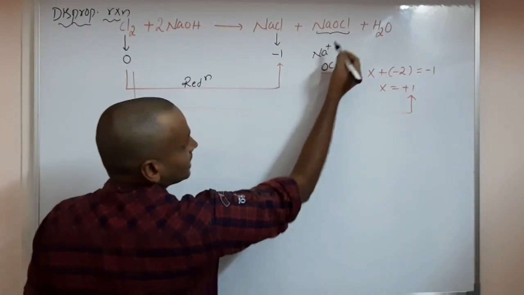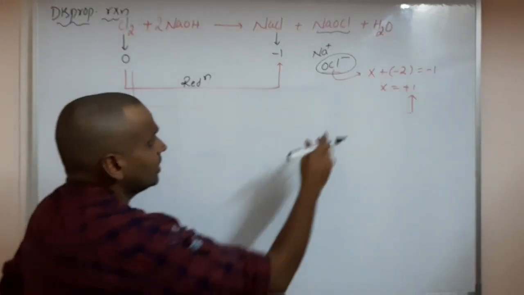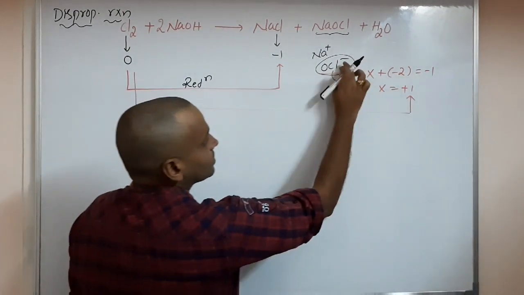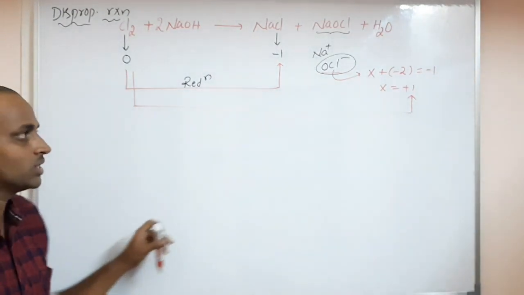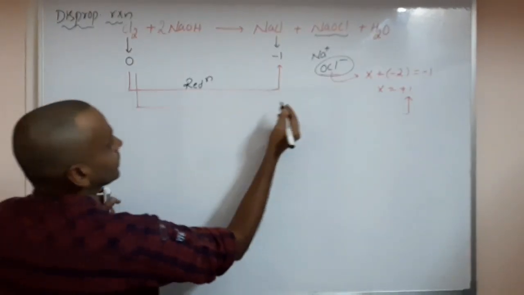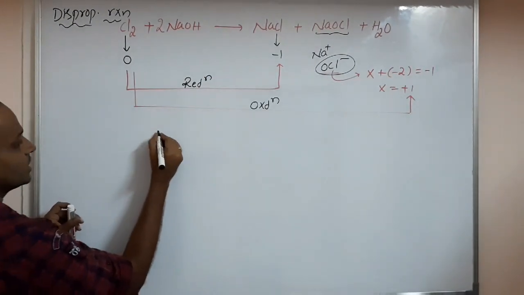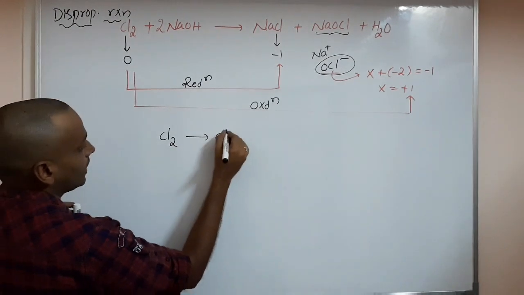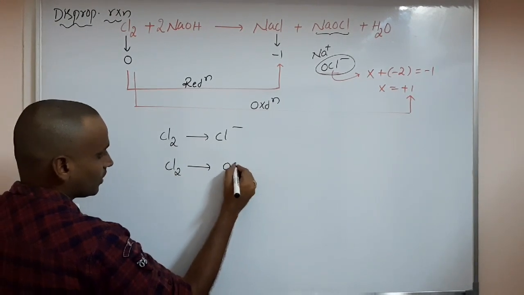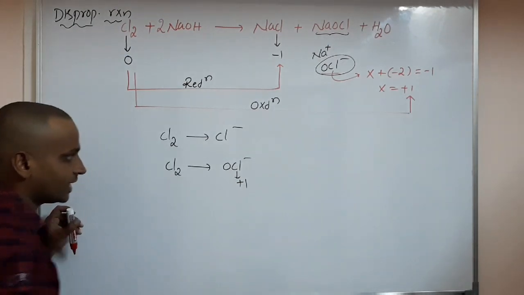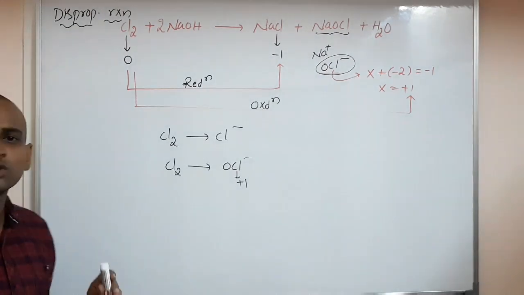We have to split it as Na plus and OCl minus. OCl minus is an anion actually. That's why we took -1 charge, and X plus -2. Oxygen is -2 here, so X is +1. So 0 converted to +1 is oxidation. So chlorine itself underwent two changes: Cl2 to Cl minus is one change, and Cl2 to Cl plus is the other. In OCl minus, what is the chlorine oxidation state? +1. So in this way, this is about the disproportionation reaction.